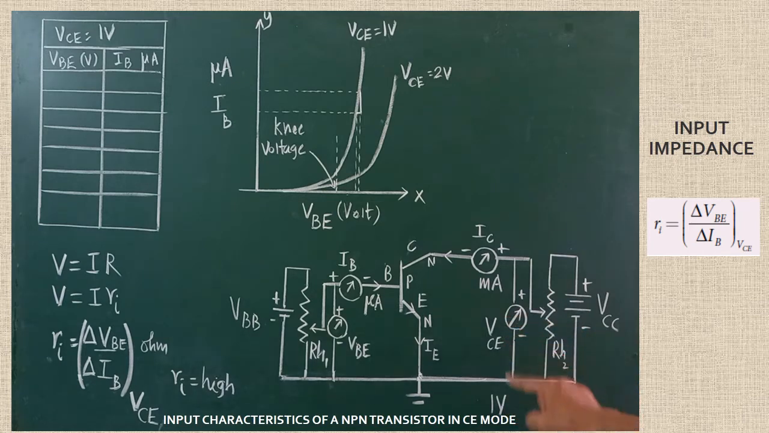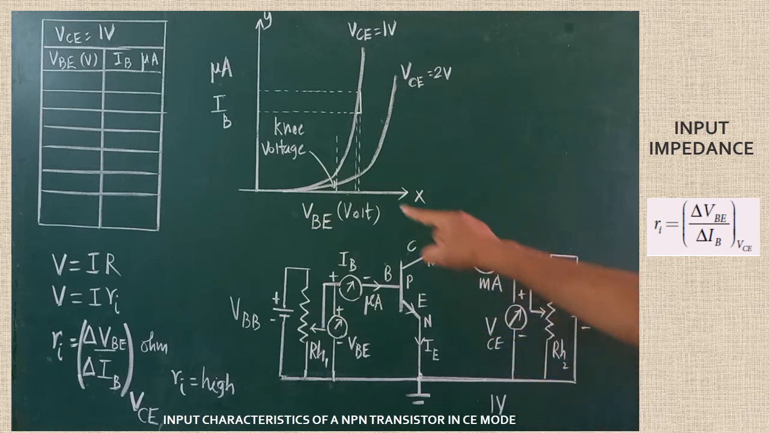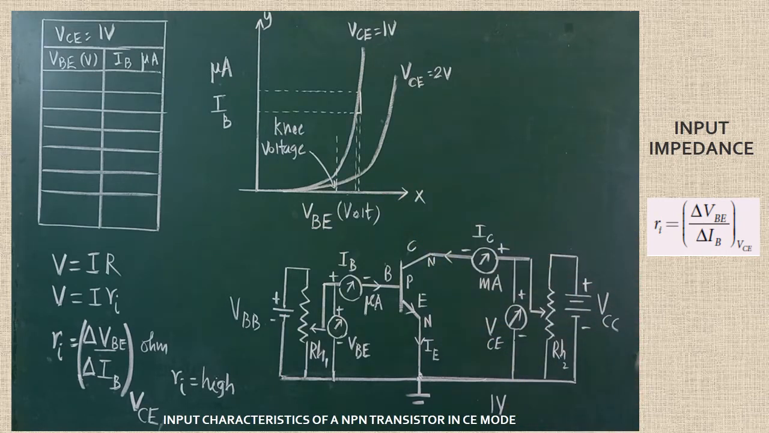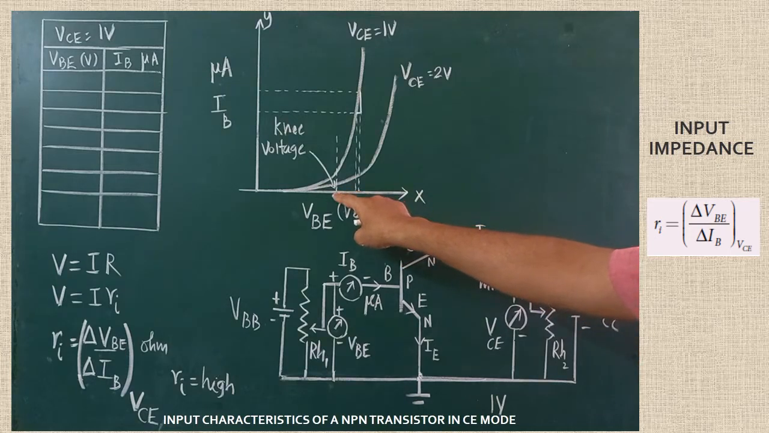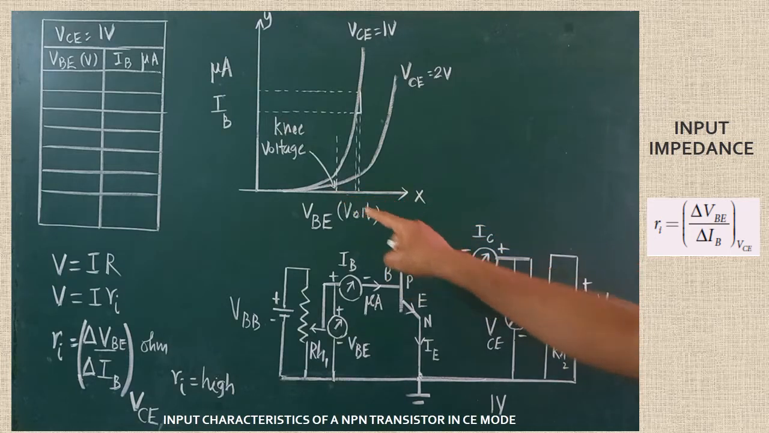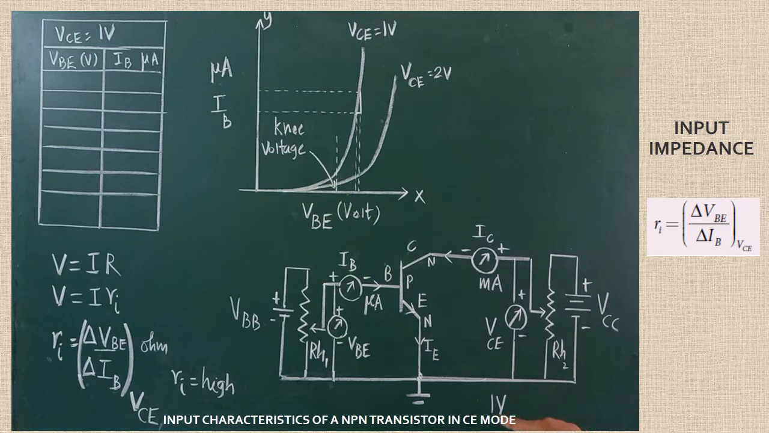The VCE value must be more than the knee voltage. If it is a silicon transistor, its knee voltage will be around 0.7 volt. Therefore, the VCE value should be more than 0.7 volt. That's why I have set the value of VCE as 1 volt. After setting 1 volt, it should be kept constant, it should not be varied.